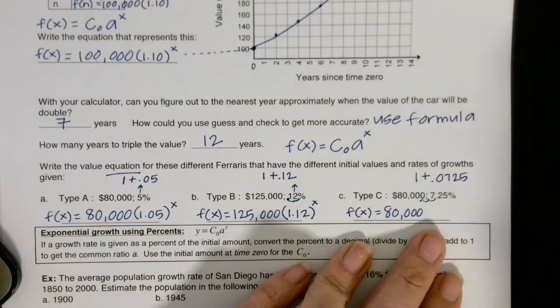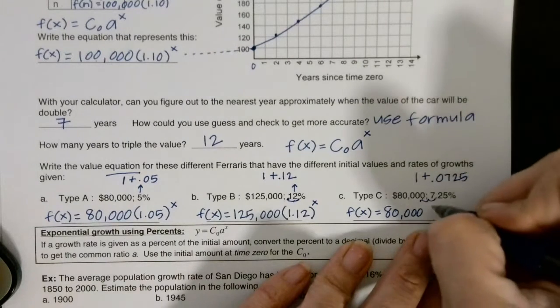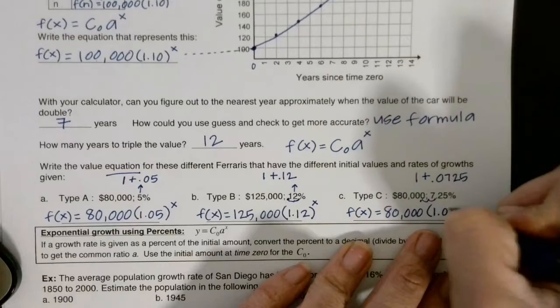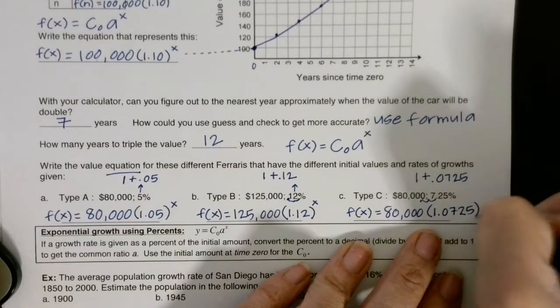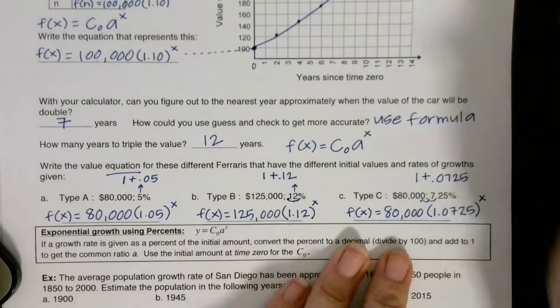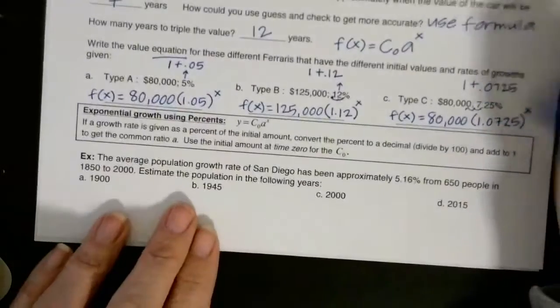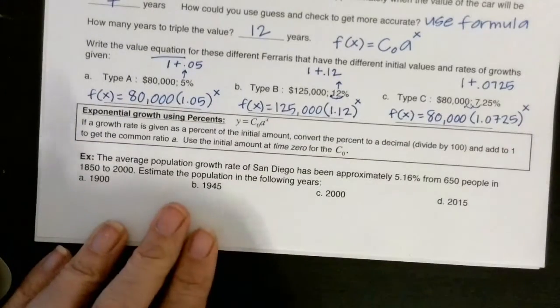Now tomorrow's lesson we're going to be decaying, so you're losing value, but you're going to need to subtract instead of add. So use your calculator to do the math for that, because some of you end up doing some of that wrong.